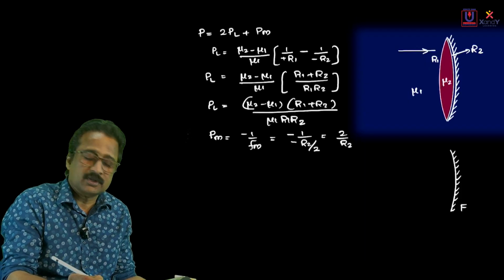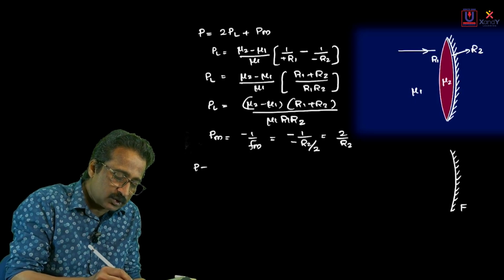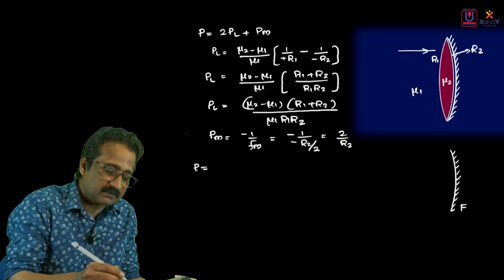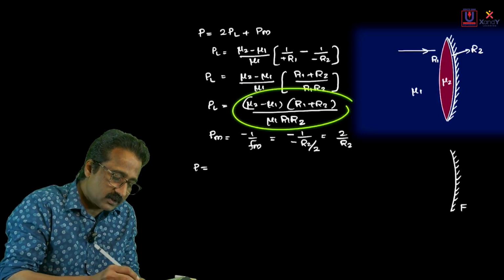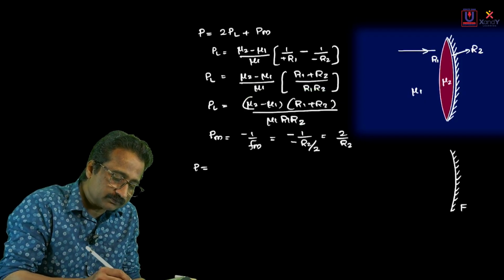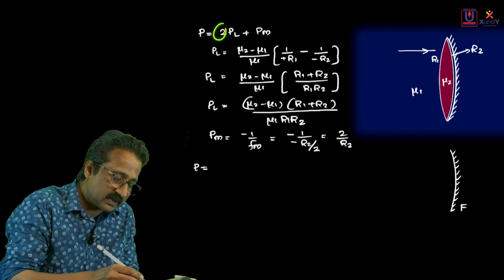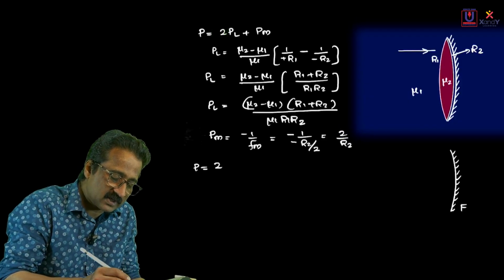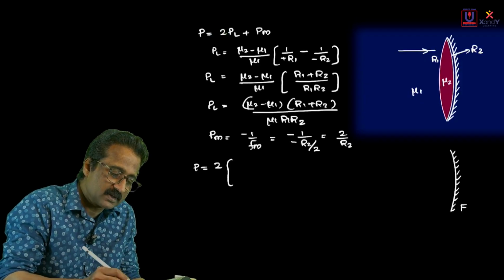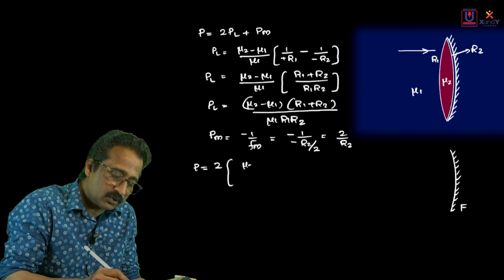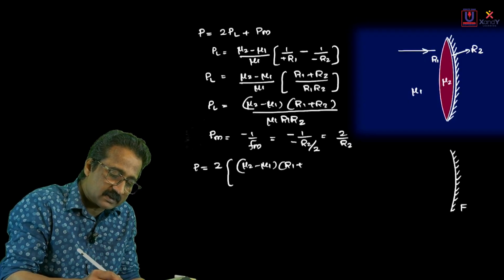Now we come to the total power. Total power is equal to 2PL plus PM. PL is this, 2PL, 2 into... I think there is another 2 here, so I can take that 2 common. Let me say one step at least: 2 into PL, which is mu2 minus mu1, that into R1 plus R2.